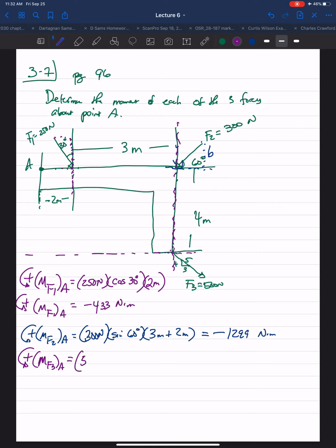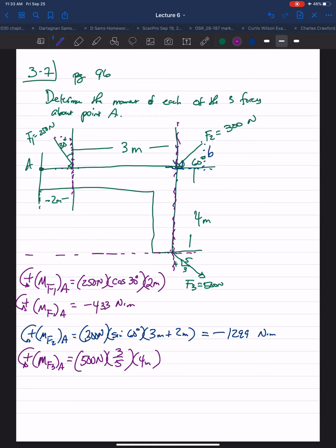So 500 newtons times 3/5 gives us the horizontal component. The perpendicular distance there is given to us as 4 meters. Now, the horizontal component being below point A and pulling to the right is causing a counterclockwise, so positive, rotation about point A. So that's positive.